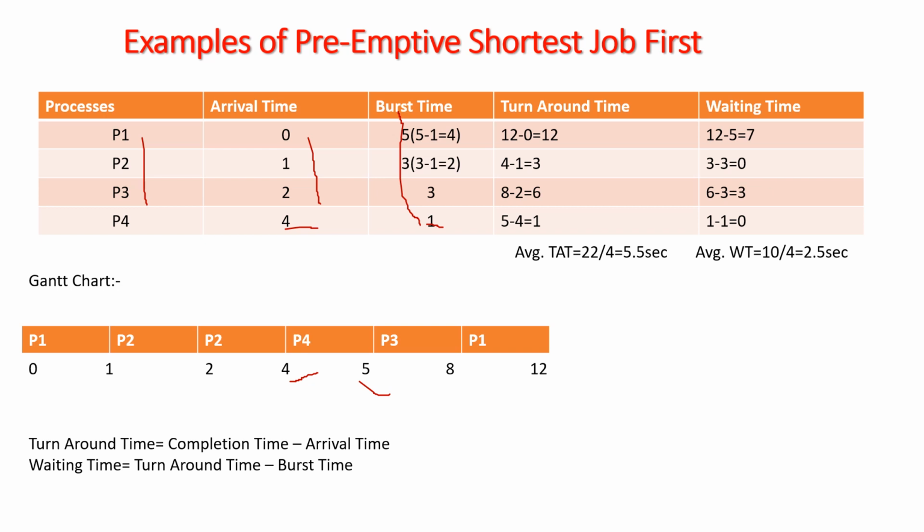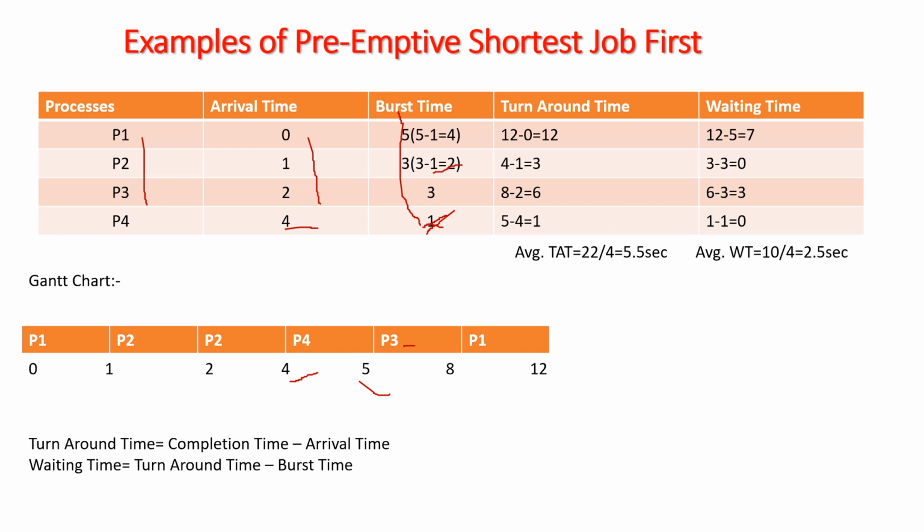Now at 5 time units, process P4 has finished its execution. P2 has also finished its execution. So only P1 and P3 are there in the ready queue. So P3 will be executed because it has the minimum burst time of 3 and P1 has a burst time of 4. So 5 plus 3, 8. So till 8 time units P3 will be executed.